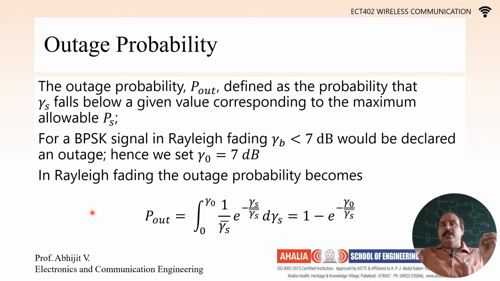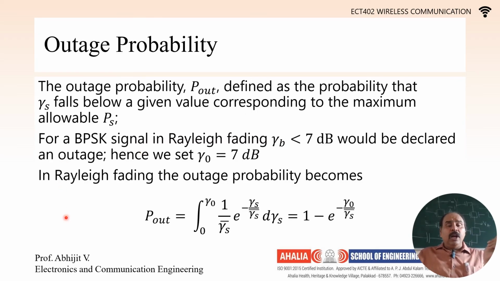As we have seen in the previous slide, for a BPSK signal in a Rayleigh or flat fading environment, gamma B is expected to be somewhere less than 7 dB. If it is less than 7 dB, it would be declared as an outage situation where the signal cannot be properly received. So we have this gamma naught to be 7 dB in a Rayleigh fading environment.